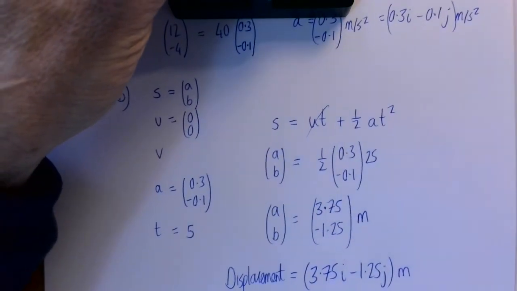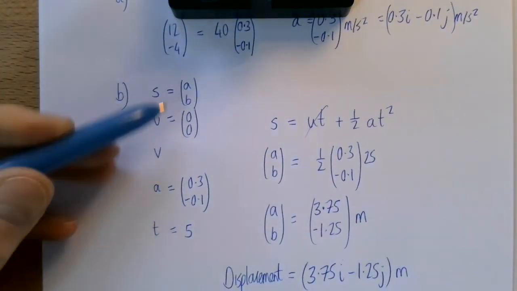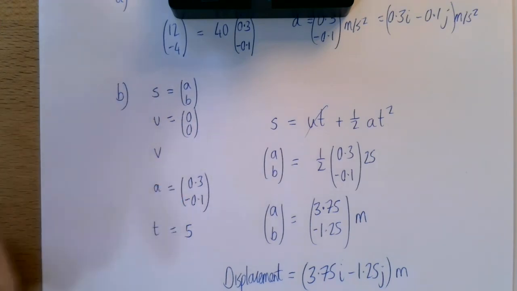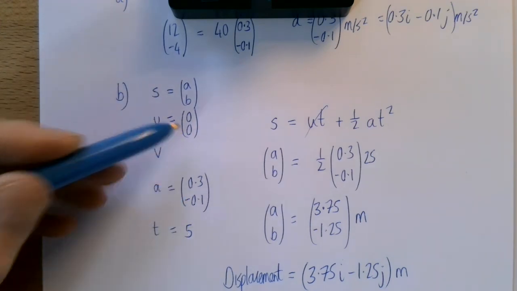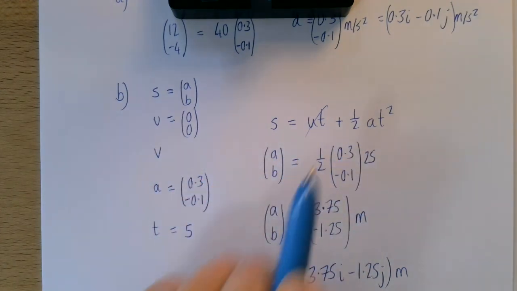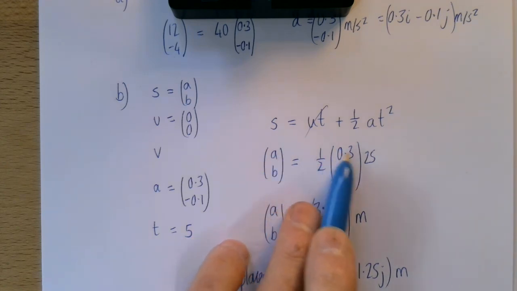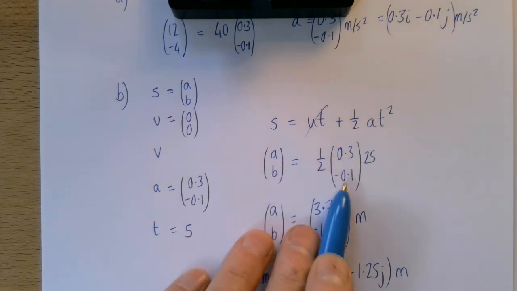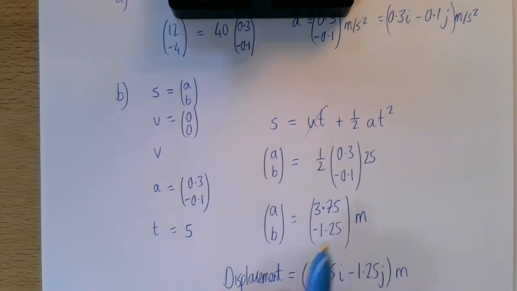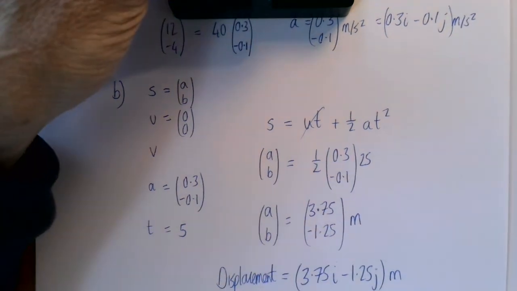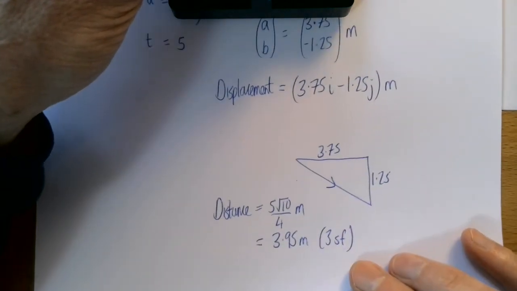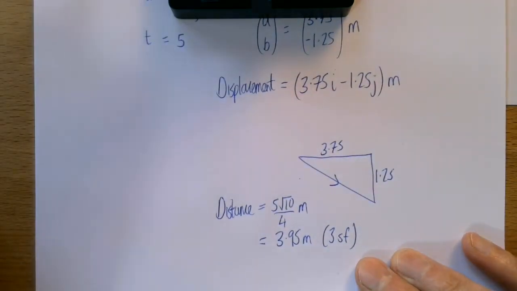So here's my SUVAT setup, trying to find the displacement, know the acceleration, know the time, and know the initial velocity was 0. So I used s equals ut plus half at squared, but u is 0, so that disappears. And so this number is just a half times 0.3 times 25, and this number is a half times minus 0.1 times 25. Bang, bang. That's the answer to that first part. It then says what's the distance, so that's just the magnitude of that displacement. I gave it in surd form and as a rounded decimal. Okay, that's that one.